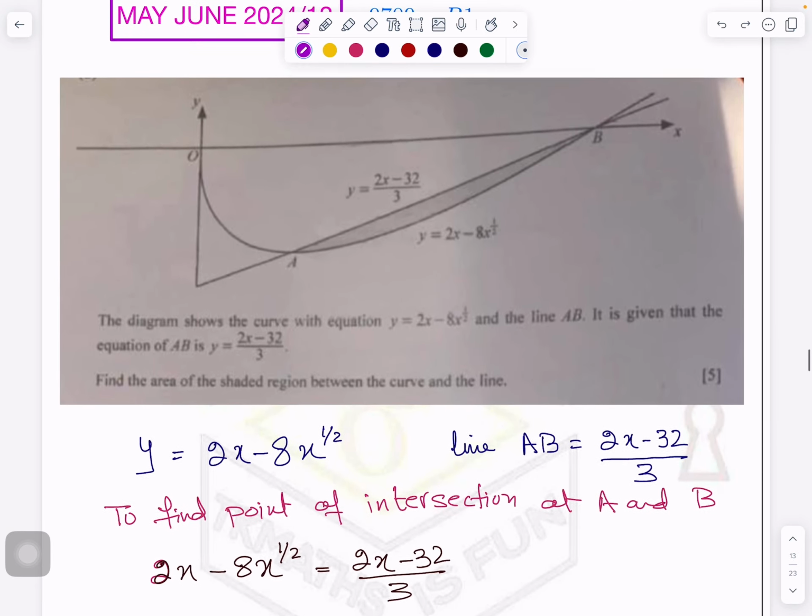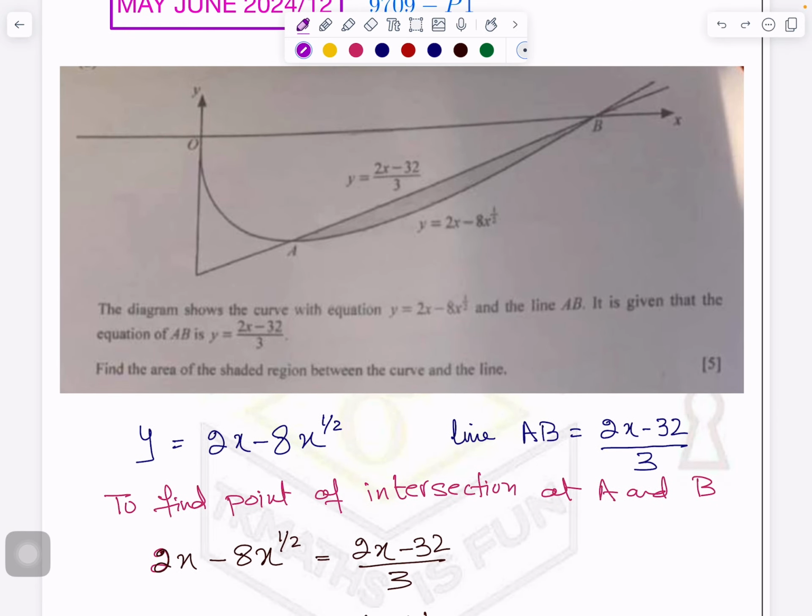Now part 2 is saying the diagram is given and you have to find the area of the shaded region. So we have just found in part 1 the x coordinate of A is 4 and the x coordinate of B is 16. So my limits will be what? 4 to 16, right? This is 4. So limits are 4 to 16.